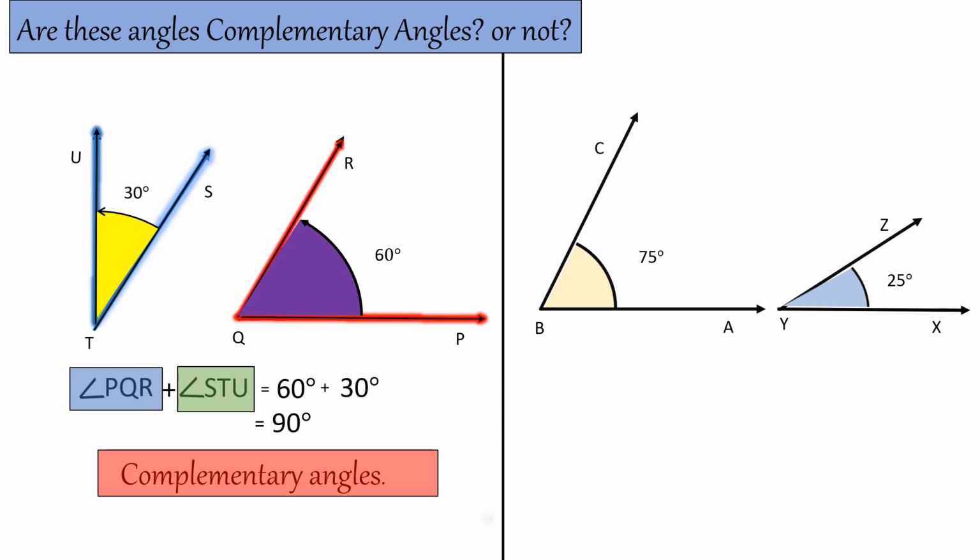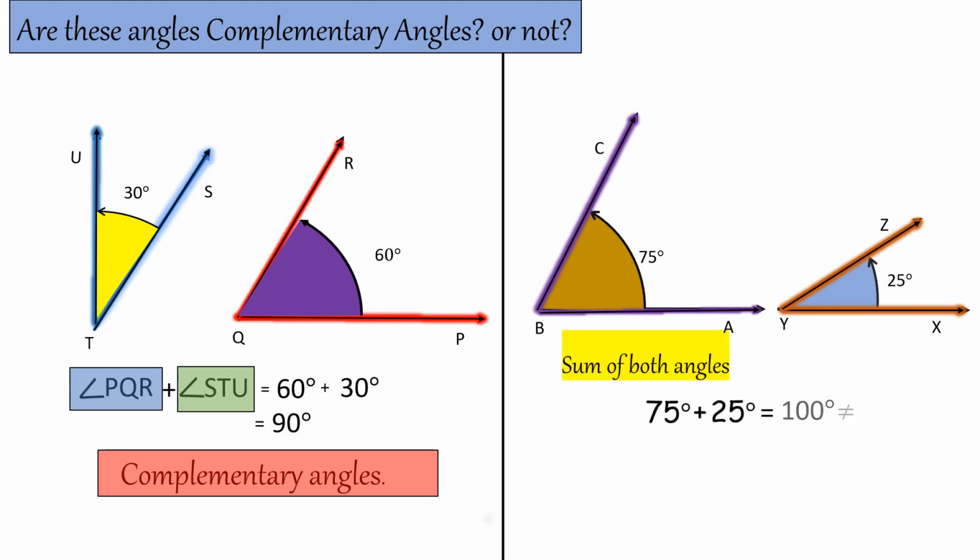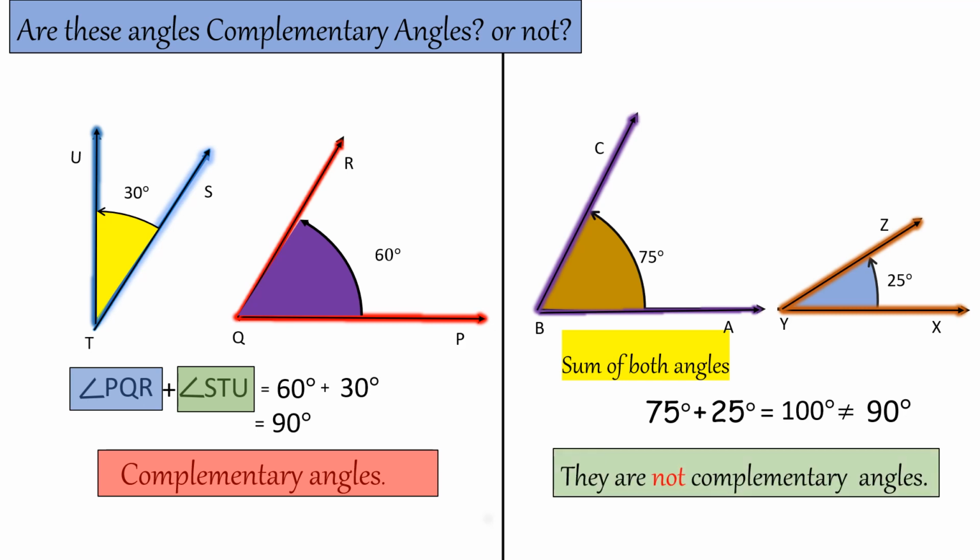Another example. In this figure, angle ABC makes 75 degrees and angle XYZ makes 25 degrees. The sum of both angles is not equal to 90 degrees. So, they are not complementary angles.